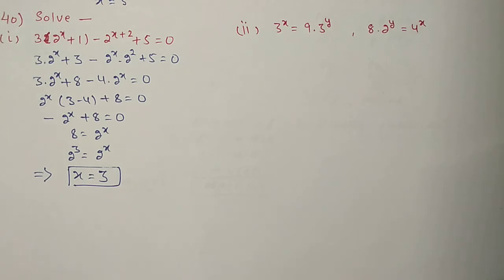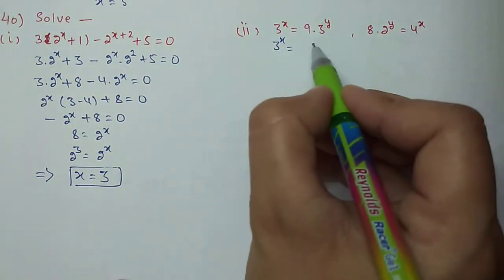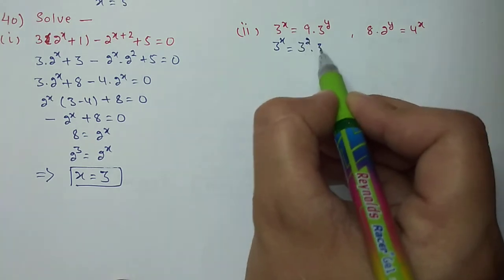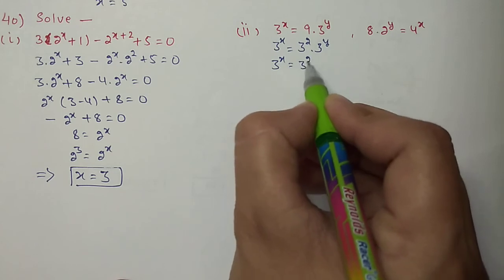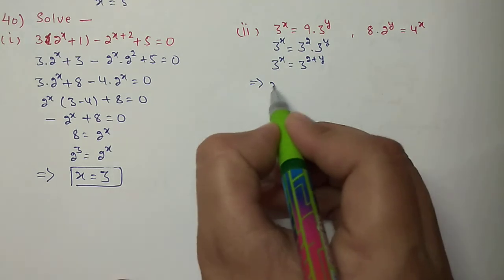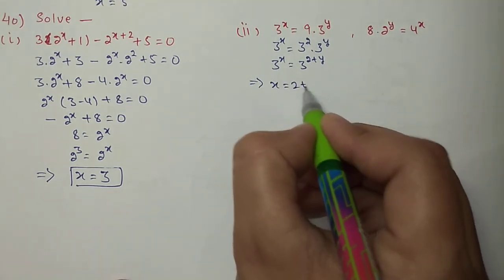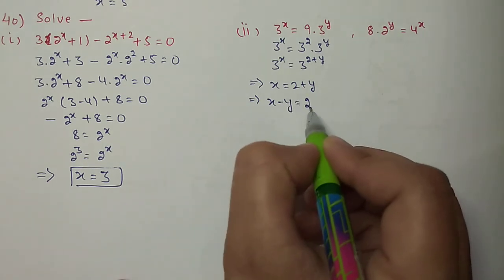Next, second part of question number 40. 3 to the power x is equal to 9 to the power y, and 8 into 2 to the power y is equal to 4 to the power x. So here this is 3 to the power x, 9 we can write as 3 to the power 2 into 3 to the power y, or 3 to the power x is equal to 3 to the power 2 plus y. So if we compare the power, we are getting here x is equal to 2 plus y, or we can write it as x minus y is equal to 2.